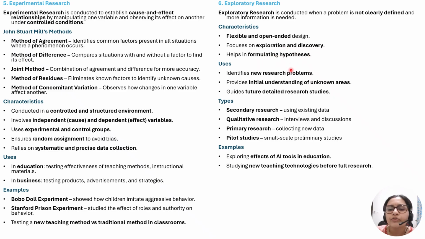It helps in formulation of hypotheses. It identifies new research problems. It provides initial understanding for unknown areas. It guides in future detailed research studies. There are 4 types again in this exploratory research: secondary research that uses existing data, qualitative research that uses interviews and discussions in the research work, primary research that employs collection of new data, and pilot studies that is for small scale studies.